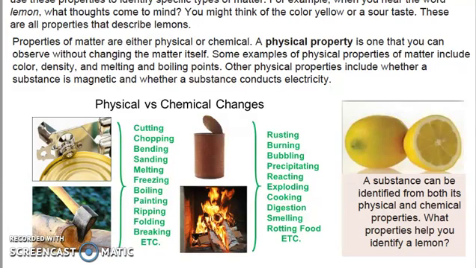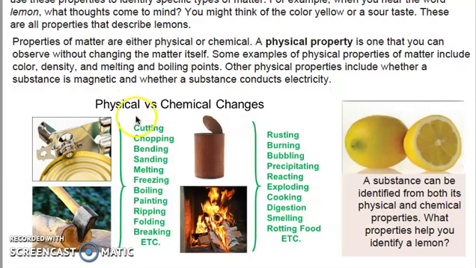A physical property is one that you can observe without changing the matter itself. Some examples of physical properties of matter include color, density, melting, and boiling points. Other physical properties include whether a substance is magnetic or whether a substance conducts electricity. Remember, we've already had a test on these, so this should sound kind of familiar.